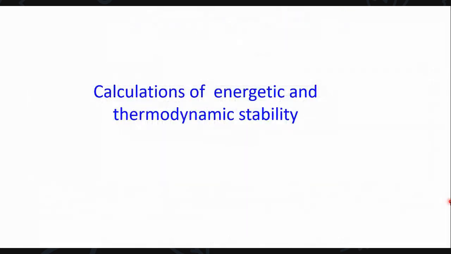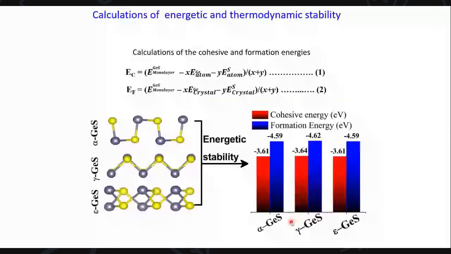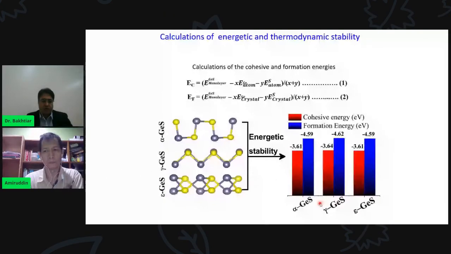Similarly, using the density functional theory calculations, one can study the thermodynamic and energetic stability of a material. Like here we studied the thermodynamic stability of different monolayers of germanium sulfide. We calculated the cohesive energy using this formula, and we calculated the formation energy using this formula. So these two formulas are used.